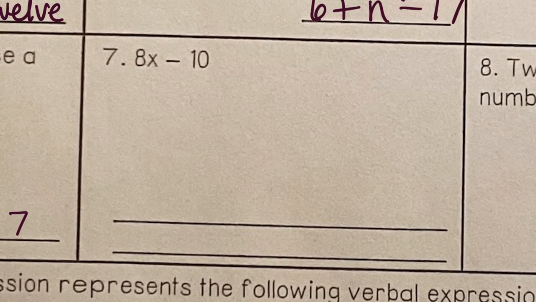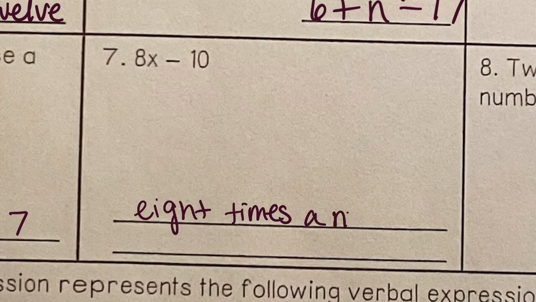Okay. Moving on to number 7. 8 times x minus 10. So you could write 8 times a number. We don't know what that number is. That's why they gave us a variable. 8 times a number minus 10. Or you could even write the difference of 8 times a number and 10.